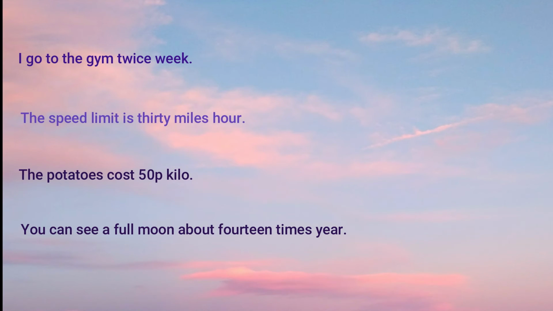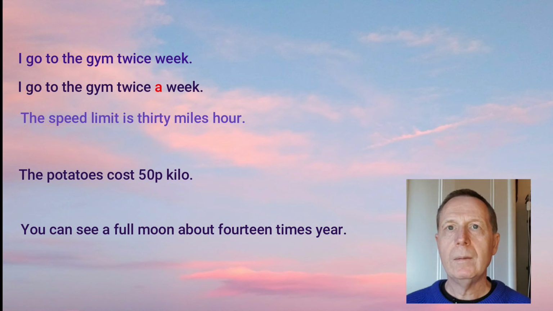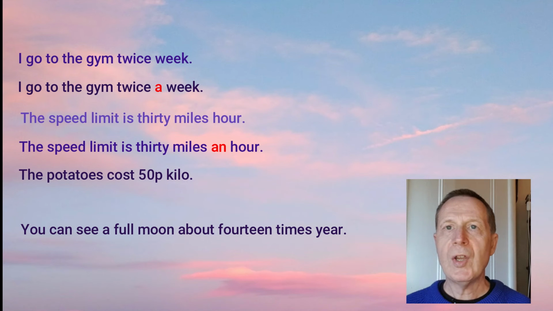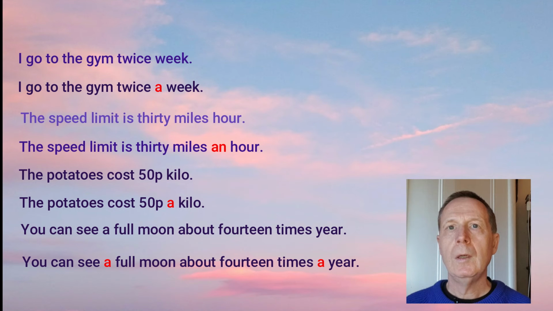Staying on the subject of numbers, we also use the indefinite article when we talk about some times and measurements. So try to correct the following. Here we have to say, I go to the gym twice a week. The speed limit is 30 miles an hour. The potatoes cost 50 pence a kilo. You can see a full moon about 14 times a year.